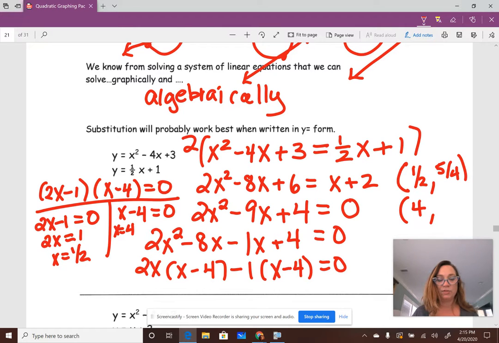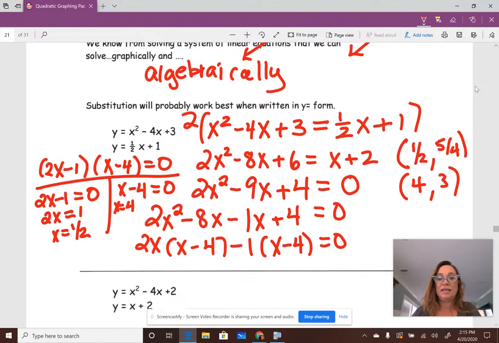And then if I substitute in 4, I should have used the linear one. Here's a little advice. If you substitute in the linear one, it's a little easier. Half of 4 is 2. 2 plus 1 is 3. So those are the two solutions. So the solutions are going to be points. There's going to be an x and a y. And in this case, there are two of them.